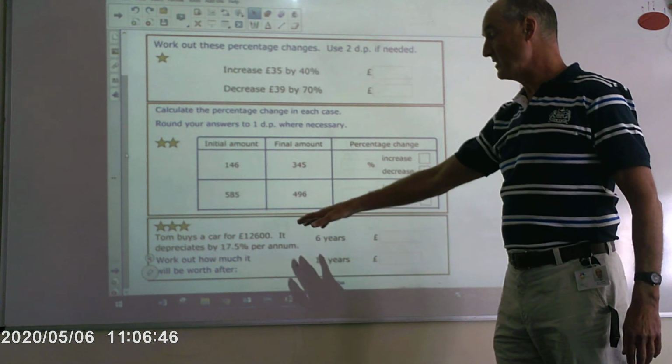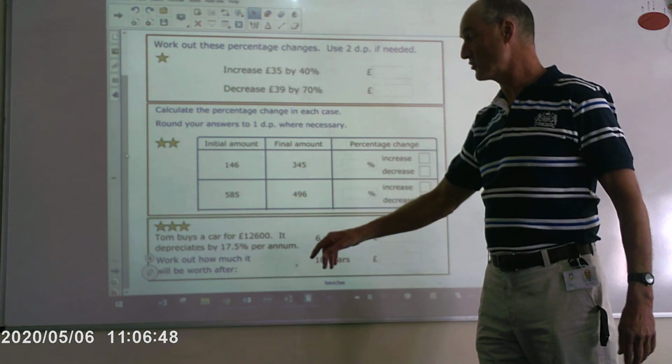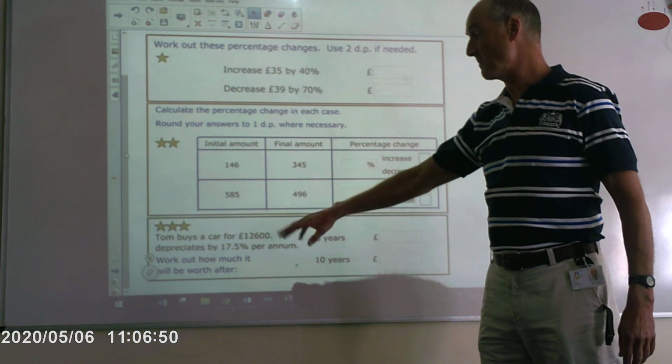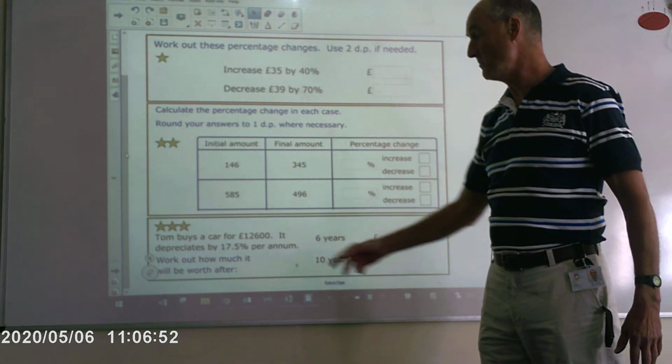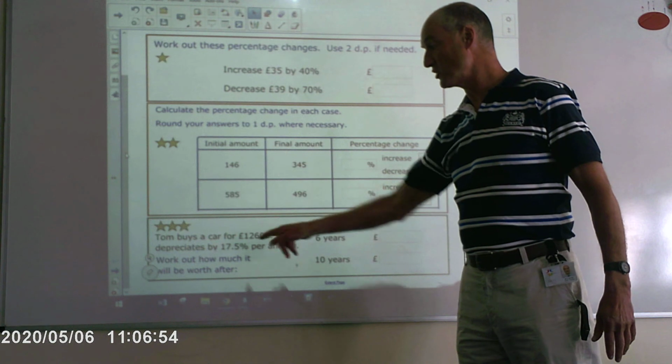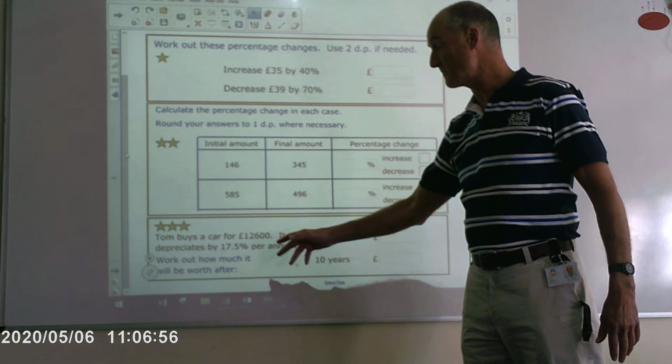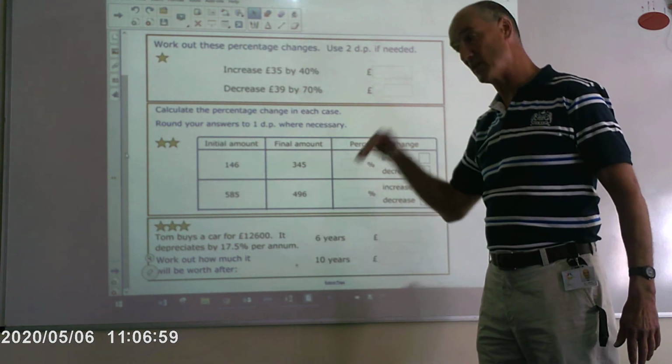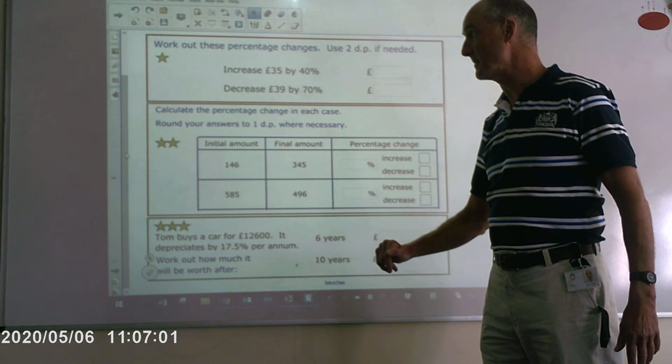Last problem, it's about compound interest. £12,600 paid for a car by Tom. It's going down, depreciating in value by 17.5% each year. So, okay, it's going down in value by that amount each year.